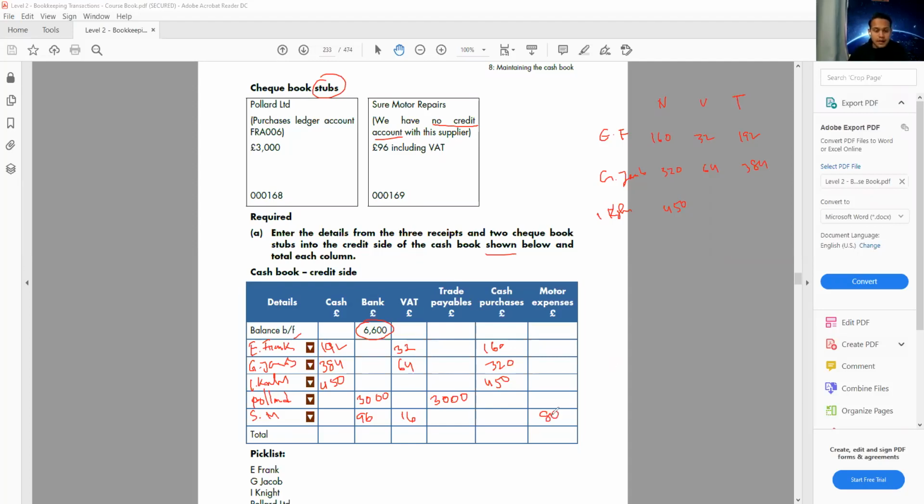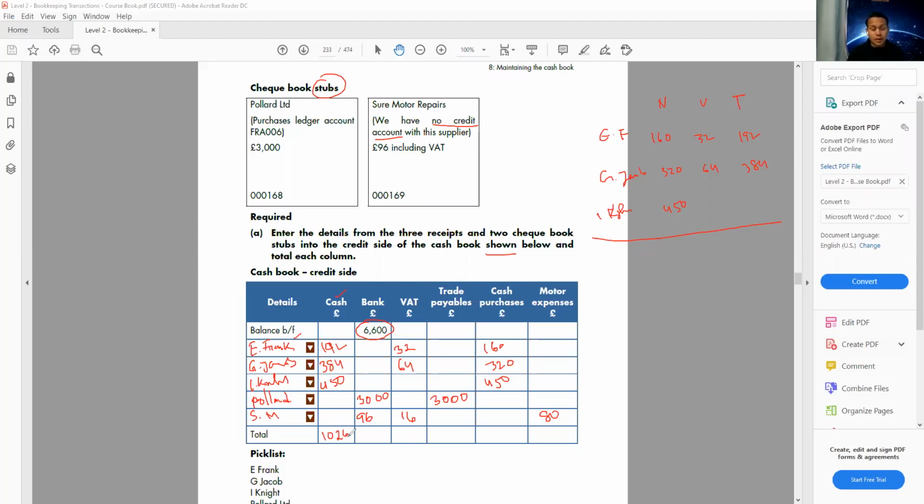All right, so after that, we need to make a total of the cash column. So let's start with that cash column. How much total cash have we received? Add 192 plus 384 plus 450. How much is it? How much total cash have we received? 1026. Very well done.